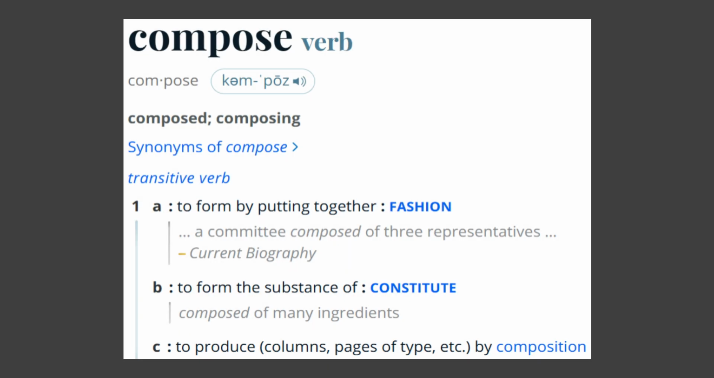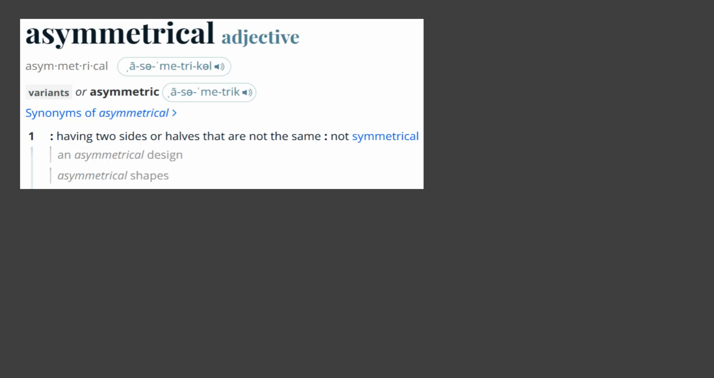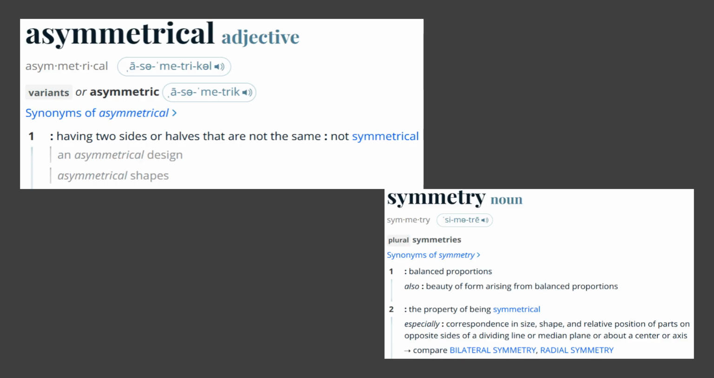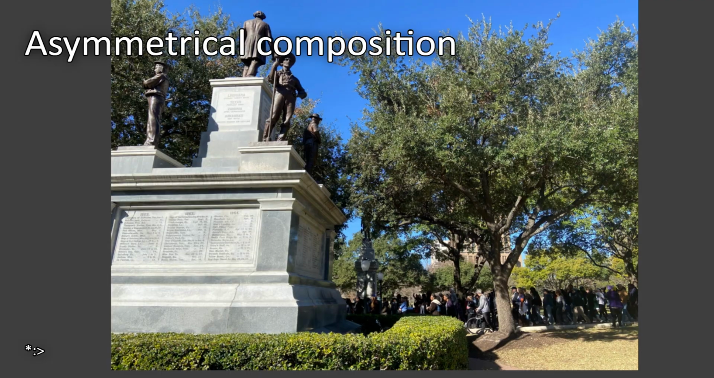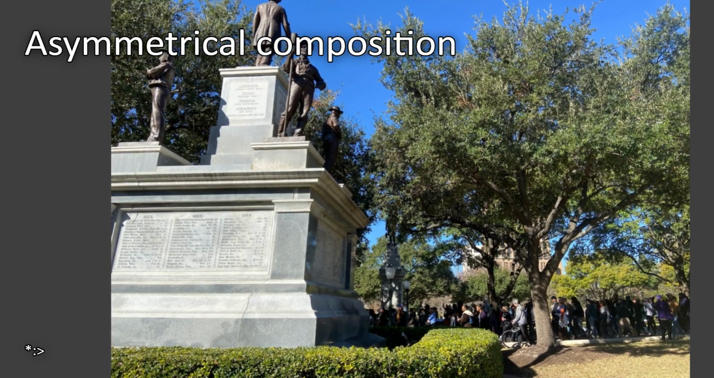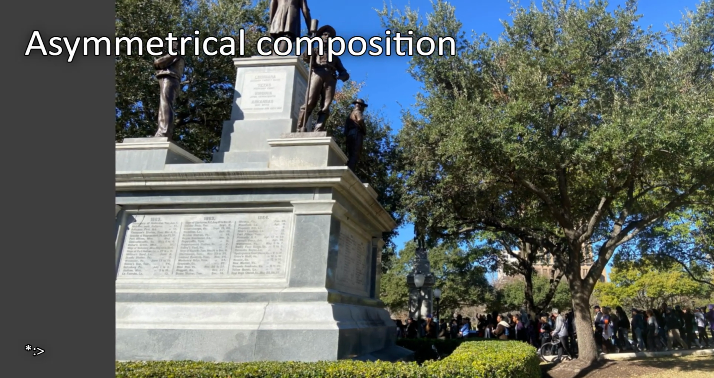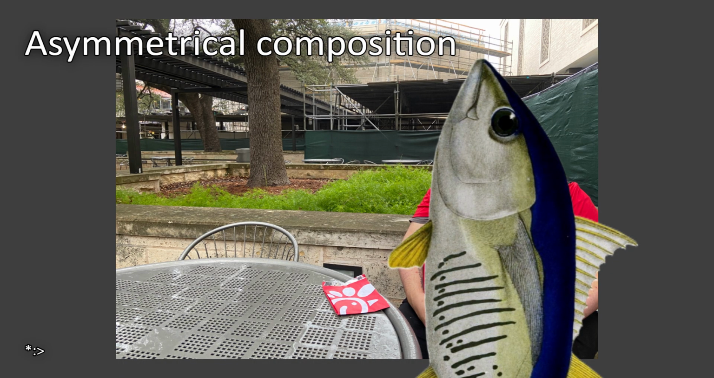To compose something, including an artwork like a photograph, is to make it by putting various parts together. Asymmetrical means not symmetric, and therefore not balanced in proportions and position. So asymmetrical composition in a photo involves one part not being located at the center, while having unequal visual weight over the others. What catches your eye first in this photo?